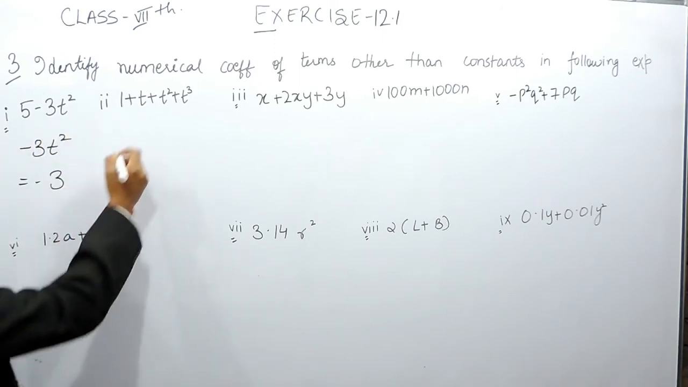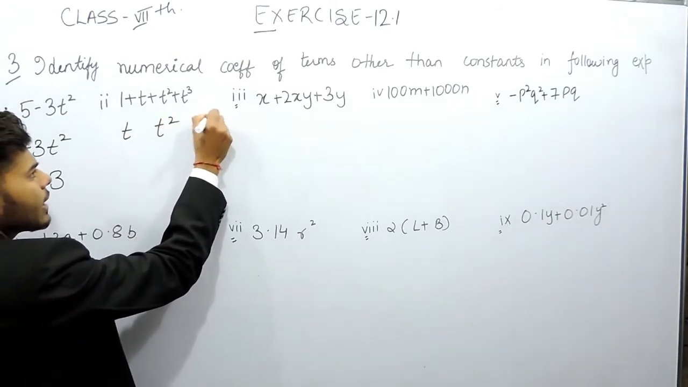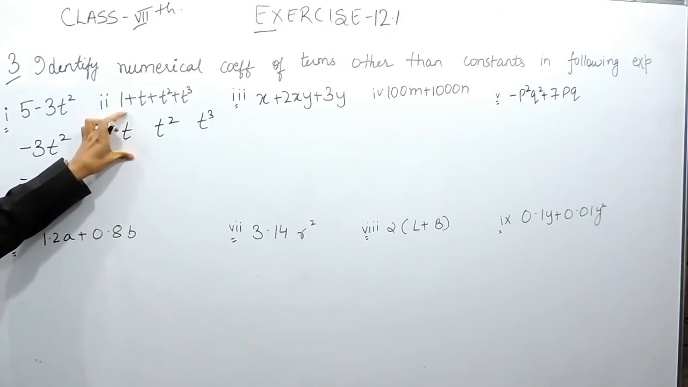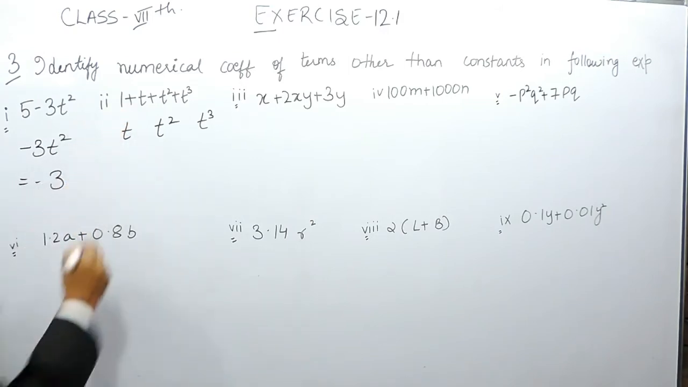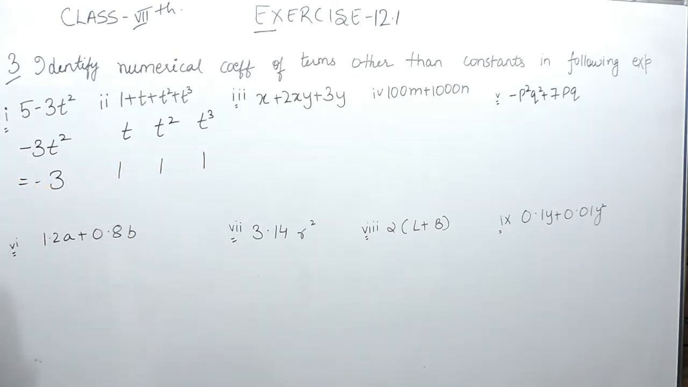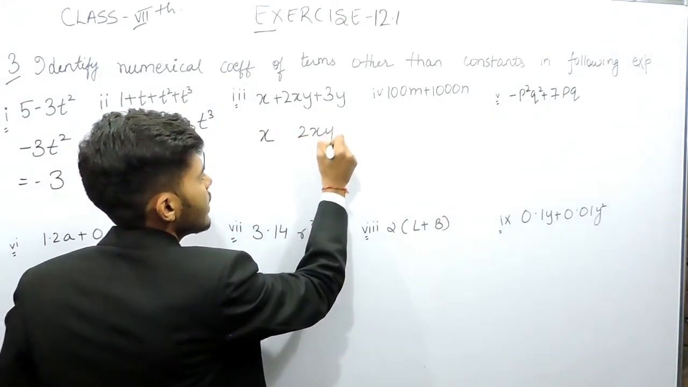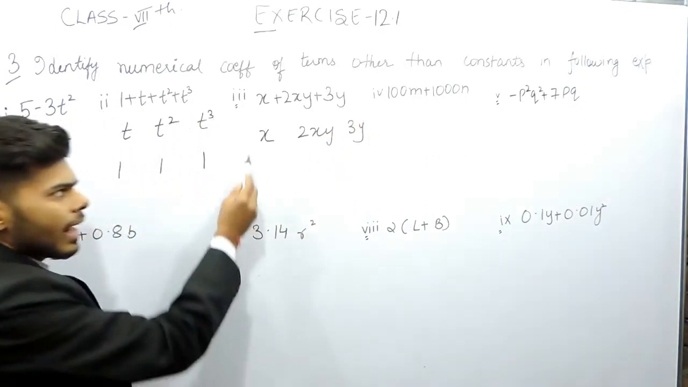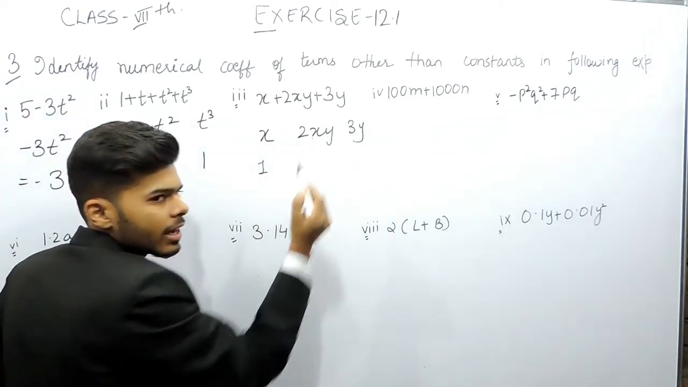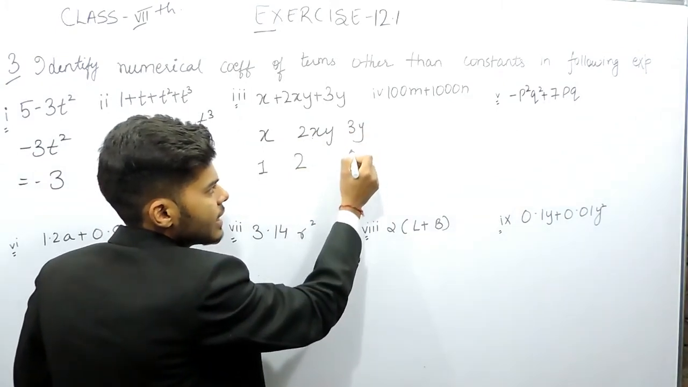One more example. There are three variable quantities, t, t square and t cube. Now we have to write the coefficient of it. So this is a variable quantity and with this it is 1. So 1 is the coefficient of it, 1 is the coefficient of it and 1 is the coefficient of it. Now in this one there are three quantities, x, 2xy and 3y. x is a variable quantity, so its coefficient is 1. Here x and y are two variable quantities and their coefficient is 2. And here the coefficient of y is 3.